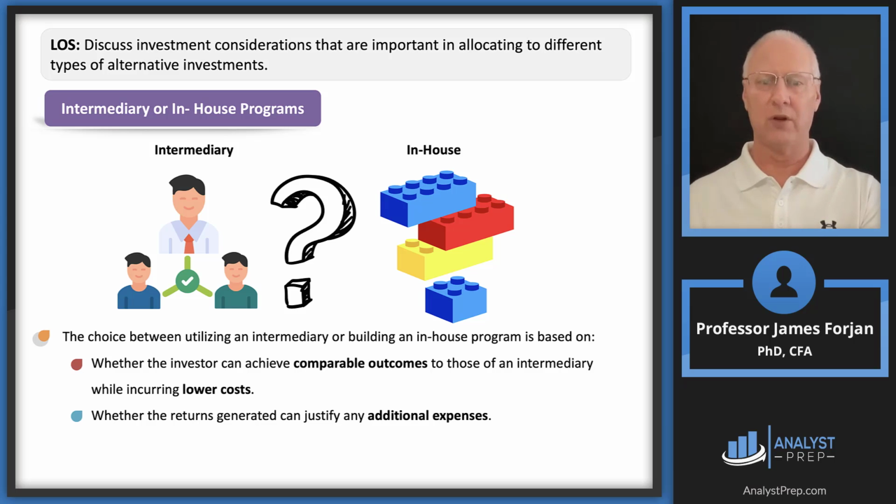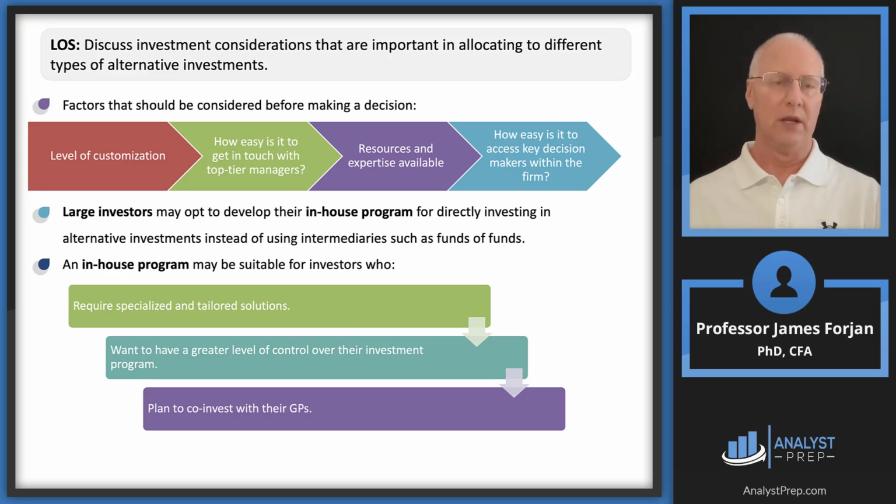Look at the bottom there. The returns generated can justify any additional expenses. So really the in-house decision is one of, are the individuals on the board or in the investment committee, do they have the skills and the talent and the willingness to be able to go ahead and figure out what we want to do on the alternative investment side? So here are some factors. Do we need super customization? If we hire an outside manager or a consultant, how easy is it to get in touch with them, what kind of resources and expertise is available, and how easy is it to access those key decision makers. And so this is super important.